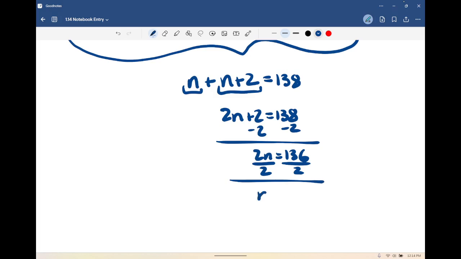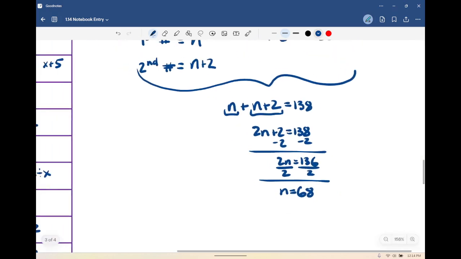And I learned that n is equal to, you can use a calculator for this. Once you have it from your calculator, raise your hand. Raise your hand. Say it again. Sage. 68. All right. I know that n is 68.